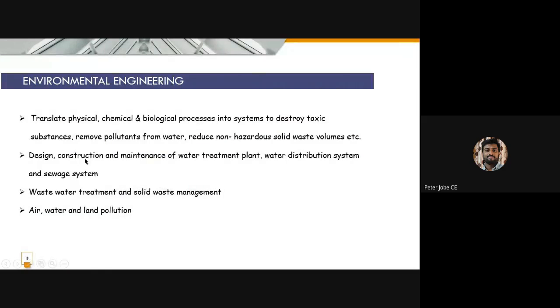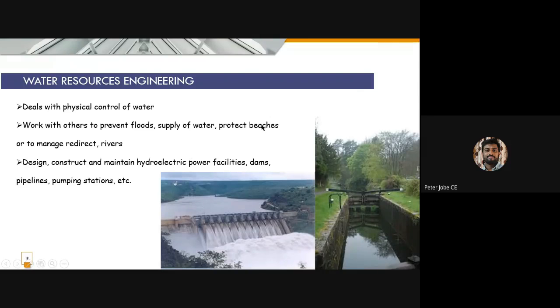Next is an environmental engineer. An environmental engineer basically assures that our living environment is safe and sustainable. The environmental engineer's responsibility is to ensure proper water supply, and also to dispose of wastewater and solid waste, and ensure that air pollution and water pollution are under control. All those responsibilities come under an environmental engineer.